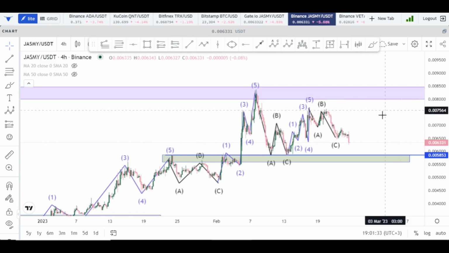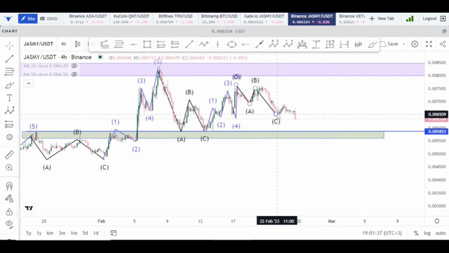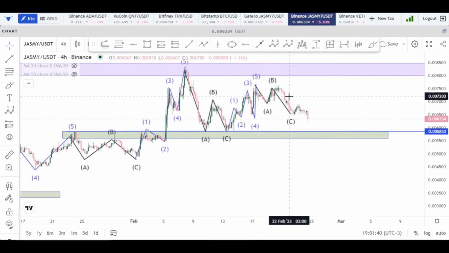We want to take a look at the Jasmy price chart one more time because, as you can see, the price is heading to the downside and we want to understand what exactly is happening here with the Jasmy price chart.